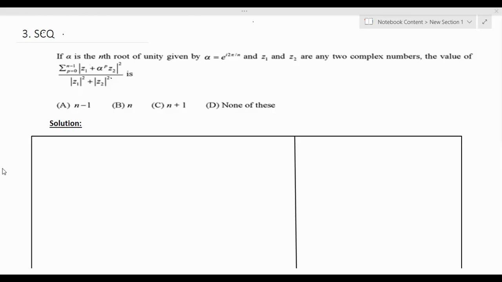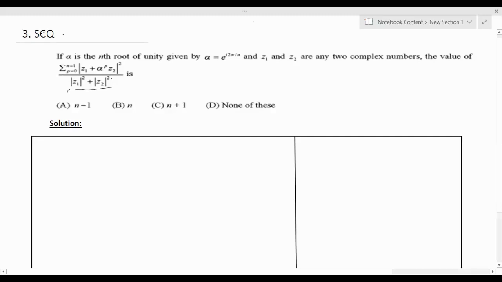Okay, so let's see. The question says alpha is the nth root of unity, which is given as alpha equals e power i 2 pi by n. I hope you know this value already. If it was not given, you should have remembered it. And he's telling that there are two complex numbers, z1 and z2. Then he's asking you to simplify this quantity in terms of only the value of n.